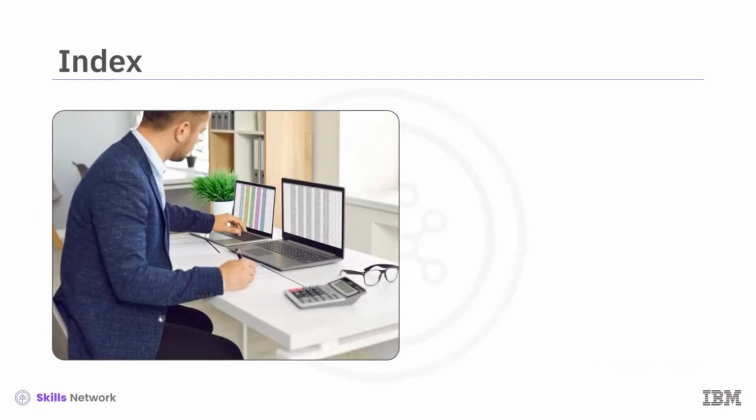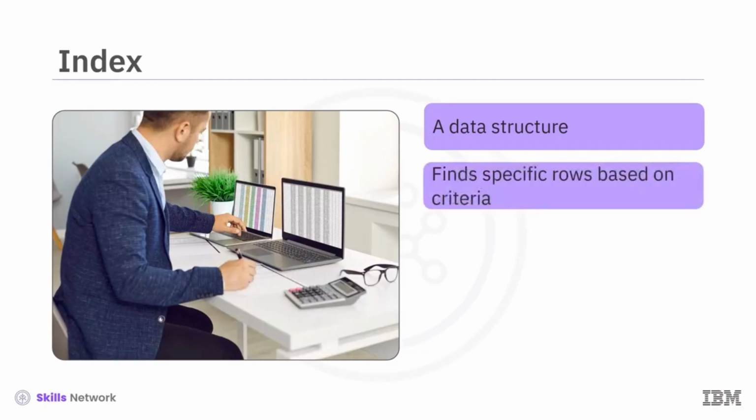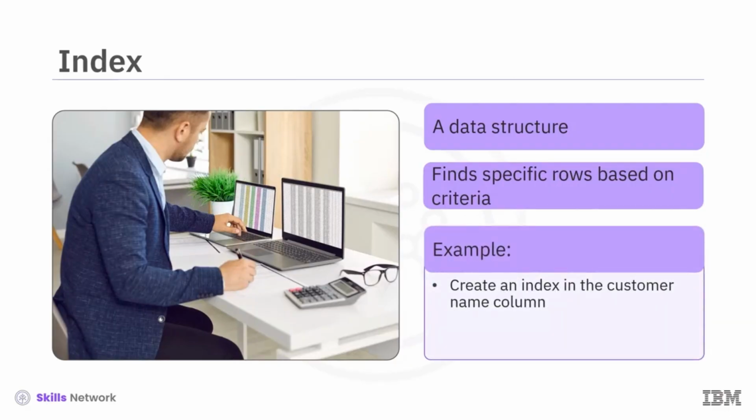Indexing a table in a database works similarly. An index is a data structure that allows you to find specific rows in a table based on certain criteria quickly. For example, if you have a customer data table, you could create an index in the customer's name column. Indexing would allow you to find all the table rows belonging to a specific customer quickly.